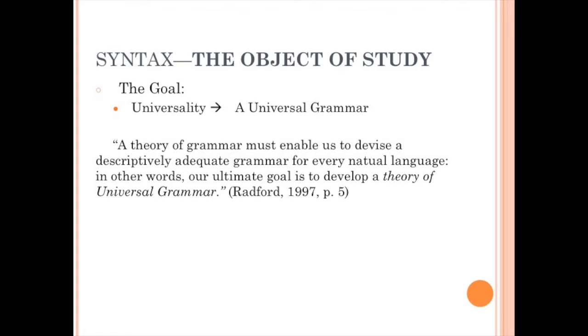One of the goals of the study of syntax is to develop a theory of grammar that can describe any natural language. Not simply a grammar for each language, but a theory of grammar that is just as useful in describing Japanese as it is in describing English. Radford writes, "A theory of grammar must enable us to devise descriptively adequate grammar for every natural language. In other words, our ultimate goal is to develop a theory of universal grammar."